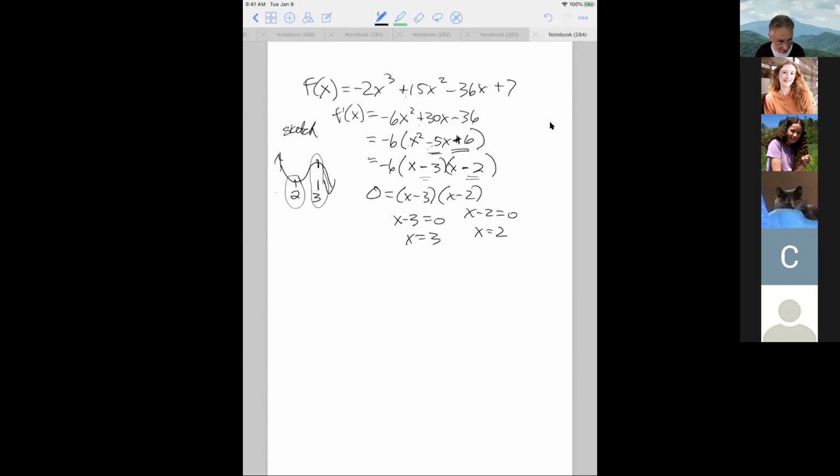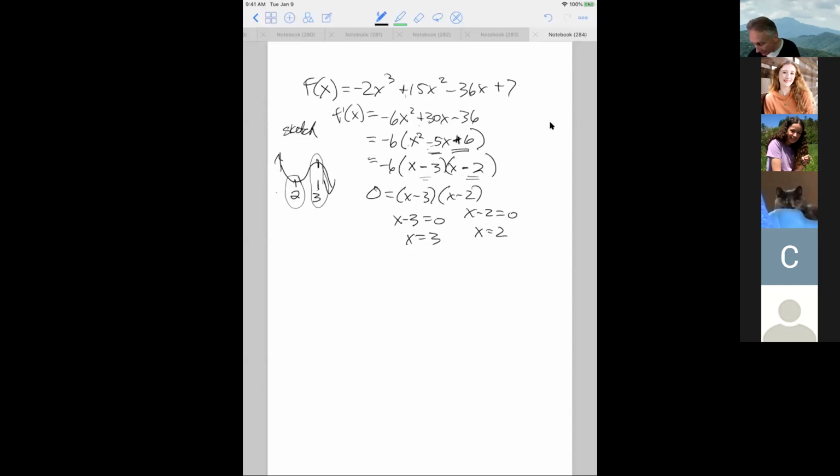X equals 3, okay? All this is talking about is we're doing the first derivative test, right? So look at the sketch. All we're trying to do is determine, is this a max or is it a min? You can see at 2, we got a min. At 3, we got a max. But I want you to do the first derivative test, which means you need to include the next step.